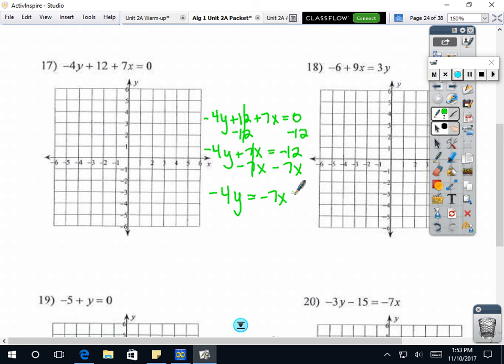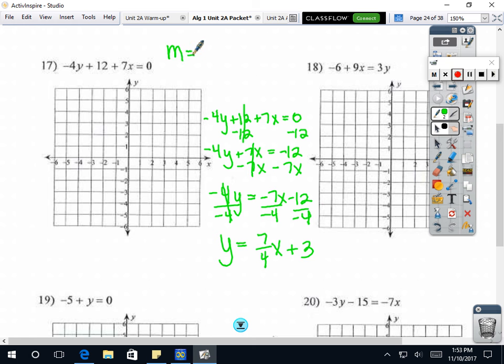Right, go ahead and reverse the order so that it's in mx plus b form. And now to get y by itself, what do I do? Divide by negative 4. And so y equals negative divided by negative is positive 7 over 4, which is not going to reduce and it won't become a whole number. And then negative 12 divided by negative 4 becomes positive 3.